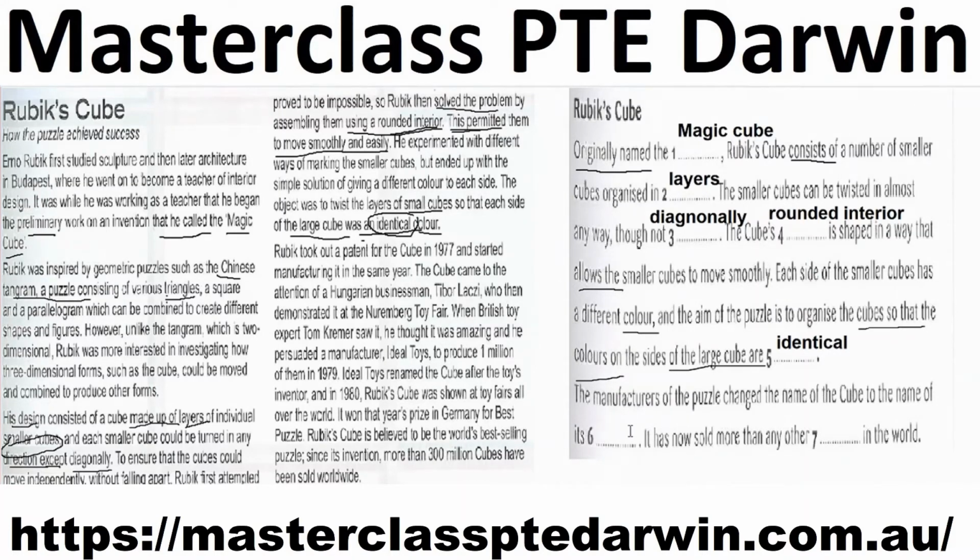So the manufacturer of the puzzle changed the name of the cube to the name of its dash. So they changed the name. Okay, so it's toy inventor. Toy inventor, yes. Inventor. Yep. So the manufacturer, they changed the name to its inventor.